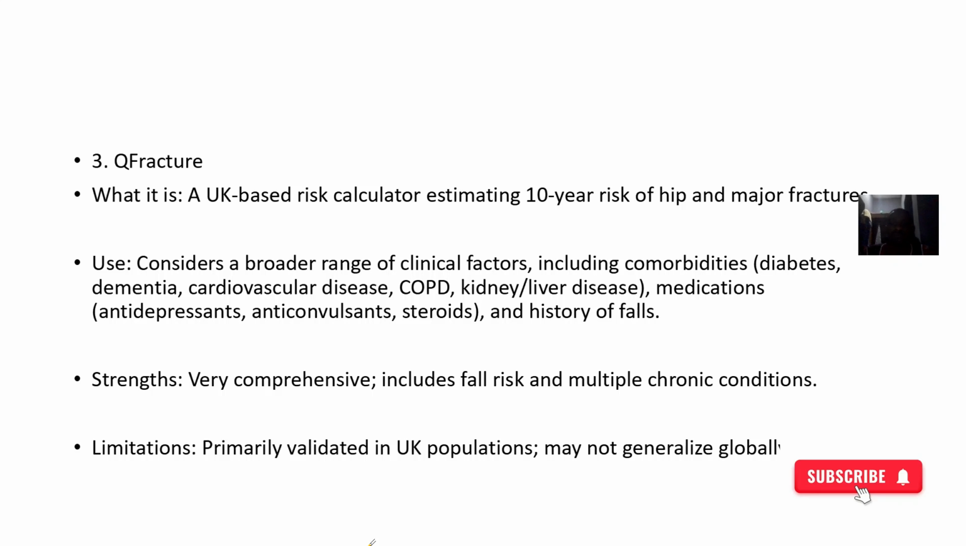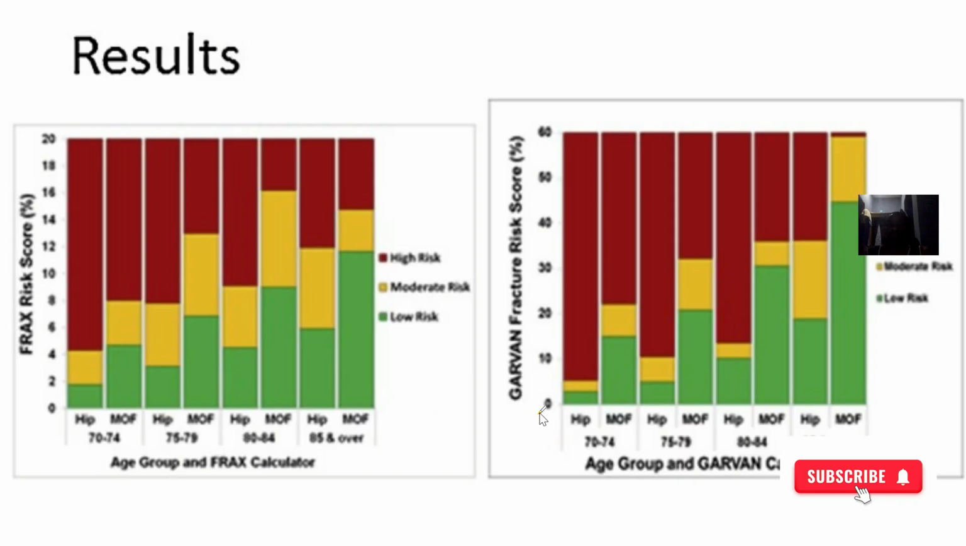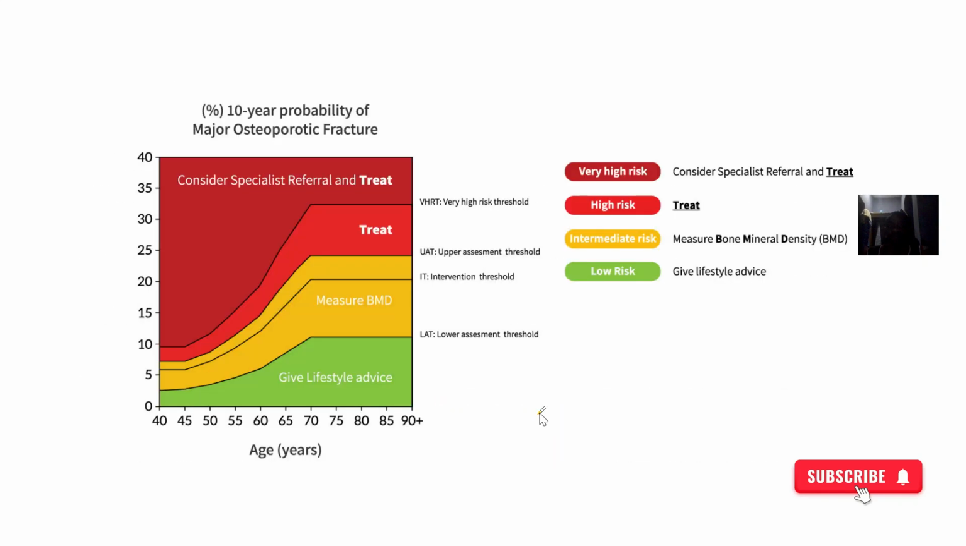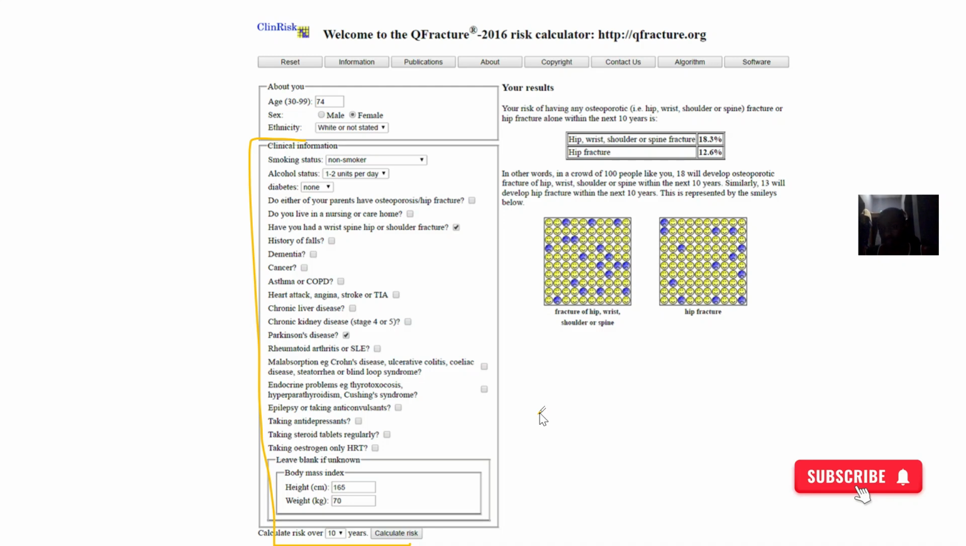QFracture will also look at if you are taking some drugs, because some drugs have side effects that could make your bones weak, like antidepressants, anticonvulsants, and steroids. They also look at your history. Have you been falling of recent? So it's very comprehensive. It includes risk factors and looks at a lot of disease conditions that could make it easier for the osteoporosis to progress. So we say that it's very comprehensive, and it's much more in use in the UK. So this is QFracture. Note the questions.